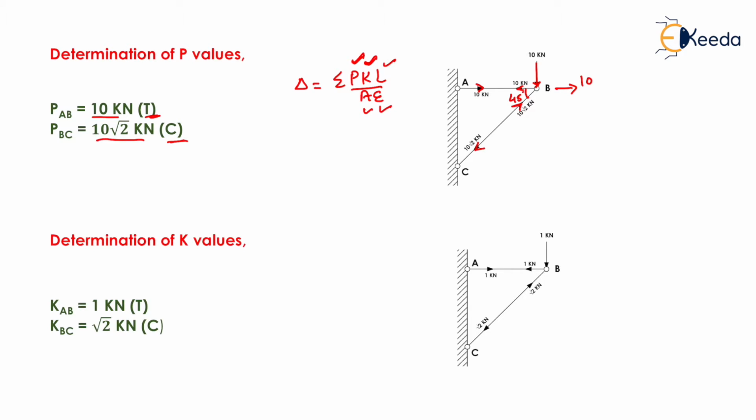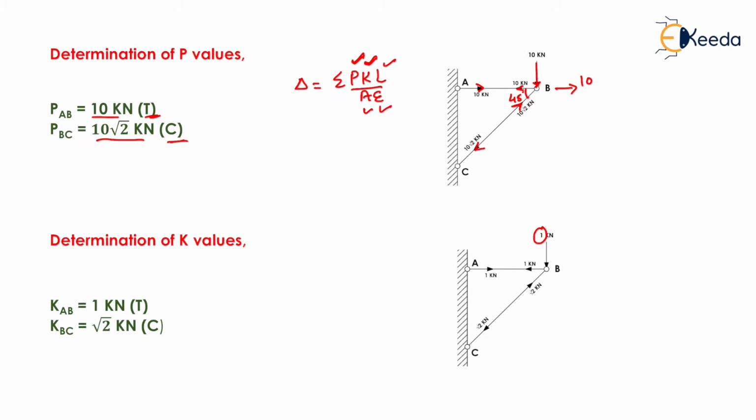For the determination of K values, we need to remove all the loads from the truss and apply a unit load in the direction of deflection. So we need to find the vertical deflection of joint B, so we apply a unit load of 1 kilonewton here, okay. This kilonewton unit is written only for the knowledge purpose; only the unit load is applied. It means that only the value 1 will be there, no unit will be there, okay.